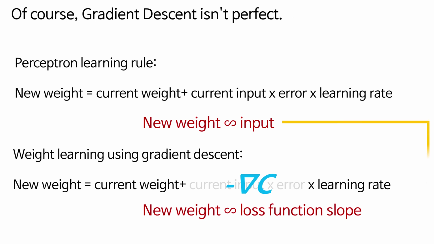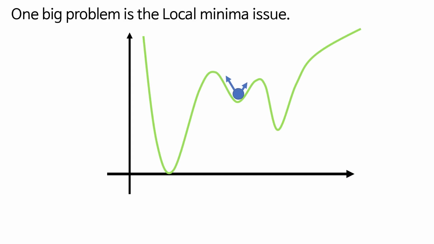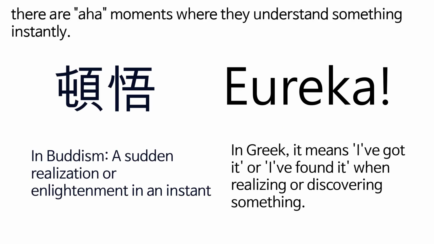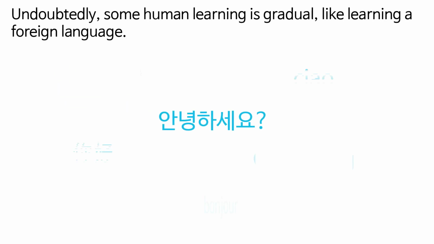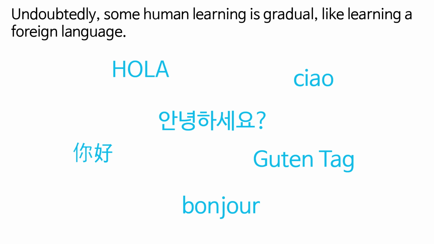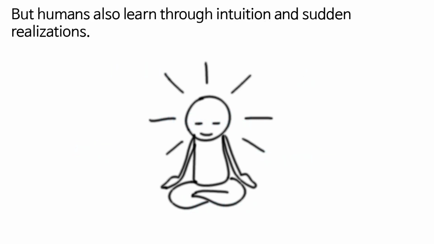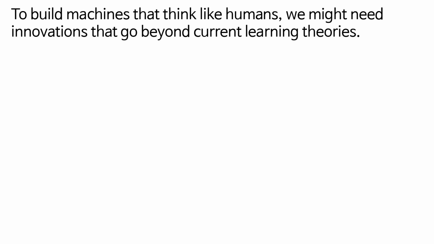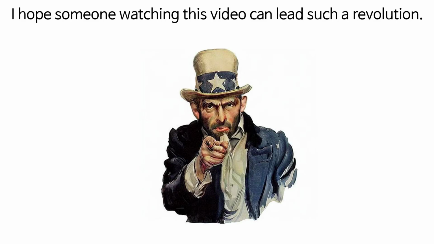Of course, gradient descent isn't perfect. One big problem is the local minima issue. More importantly, while human brains do learn gradually like this, there are also aha moments where they understand something instantly. Undoubtedly, some human learning is gradual, like learning a foreign language. But humans also learn through intuition and sudden realizations. Currently, in deep learning and AI, there's no learning theory that implements this intuitive human ability. To build machines that think like humans, we might need innovations that go beyond current learning theories. I hope someone watching this video can lead such a revolution.